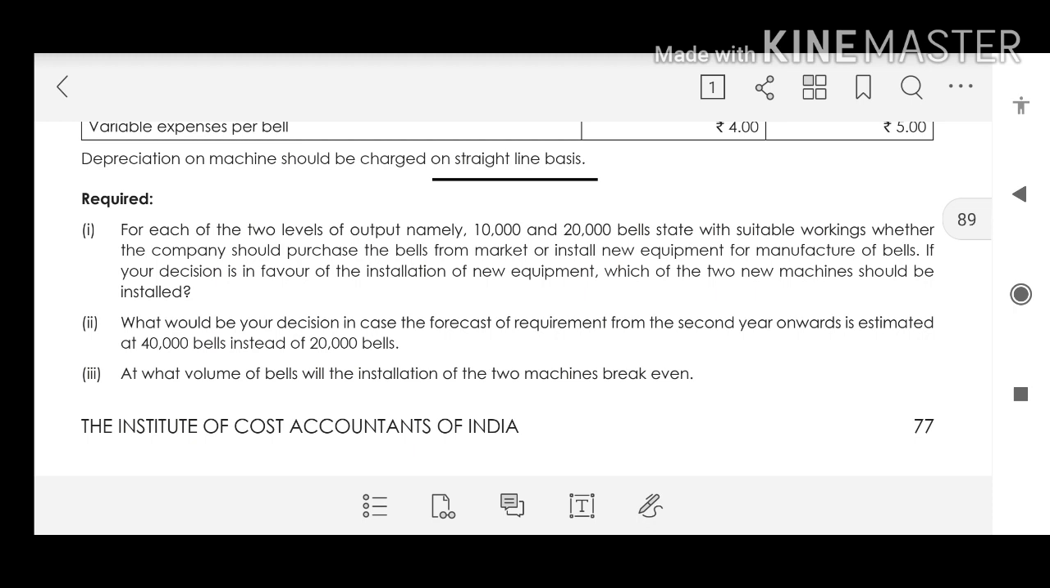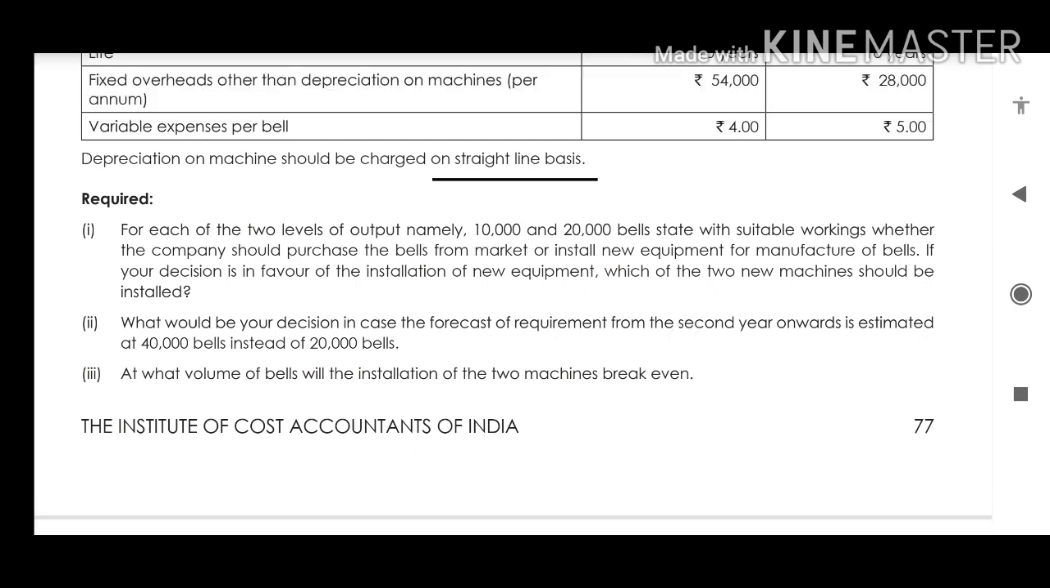Second one is, what would be your decision in case the forecast of requirement from the second year onwards is estimated at 40,000 bells instead of 20,000 bells. And the third question is, at what volume of bells will the installation of both machines break even? That is, we have to find the indifference point between the two machines, the Janta machine and Super X machine.